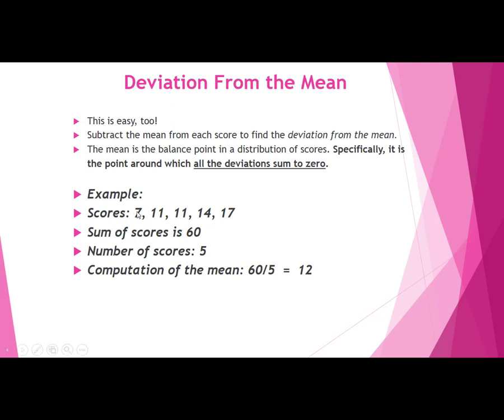Score example, you have 7, 11, 11, 14, 17. The sum of that is 60. The number of scores is 5. So the mean is 60 divided by 5, which is 12. So you now know your mean is 12.